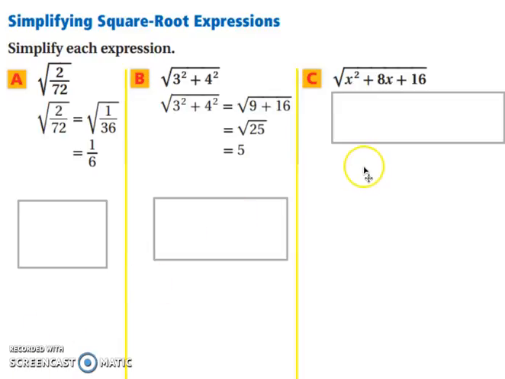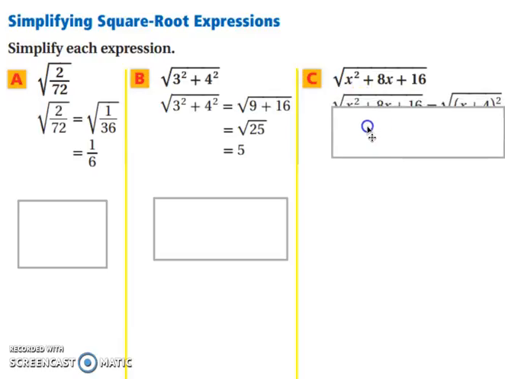In a previous unit, we learned how to factor. So that's going to come in useful here. We have a trinomial. We have x squared plus 8x plus 16. More specifically, you have a perfect square trinomial. So when you have a perfect square trinomial and we factor, we're going to end up with x plus 4 times x plus 4.